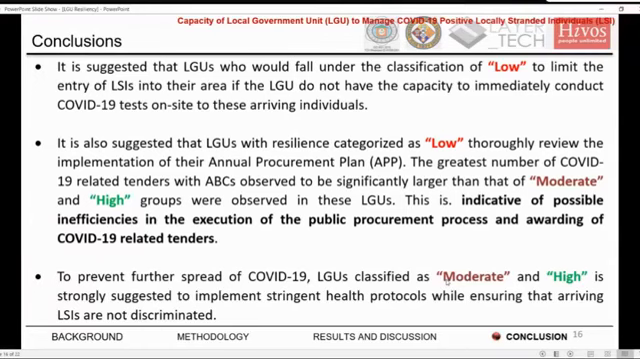So, possible po na may inefficiency ng execution of the public procurement process and awarding of the related tenders in these LGUs. Also, to further maintain the resiliency of the LGUs, it's suggested that LGUs classified as moderate and high implement stringent health protocols while ensuring that arriving LSIs are not discriminated.